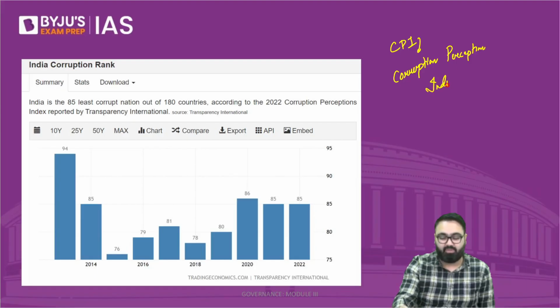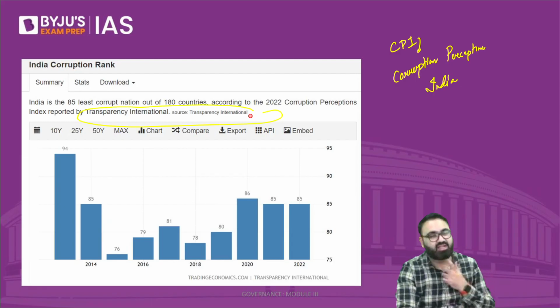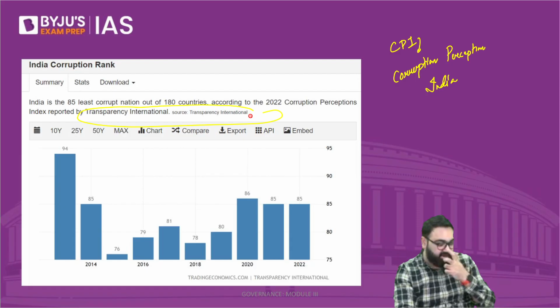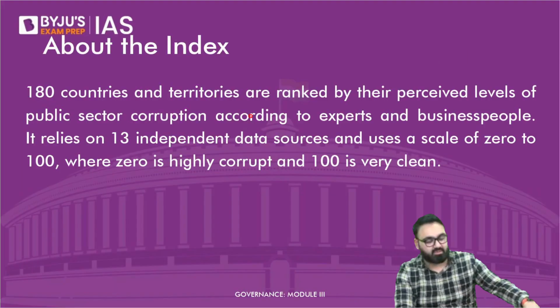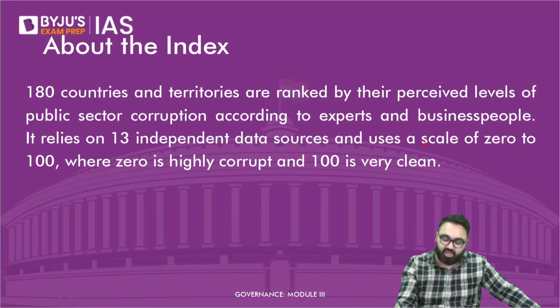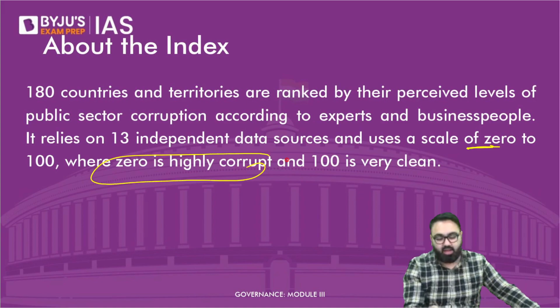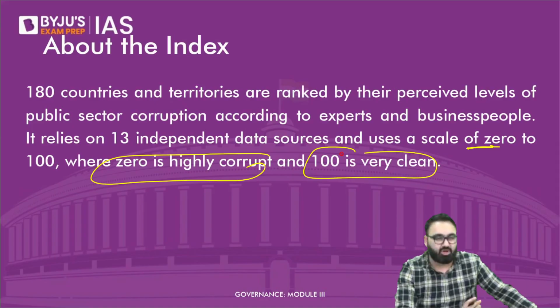This is a report published by an NGO called Transparency International. Transparency International publishes this report every year where they rank different countries on the basis of how much corruption exists. It's a ranking of 180 countries or so. When you get a score of 0, that means you are highly corrupt. 100 means you are very clean as a country. 100 means very clean, 0 highly corrupt.